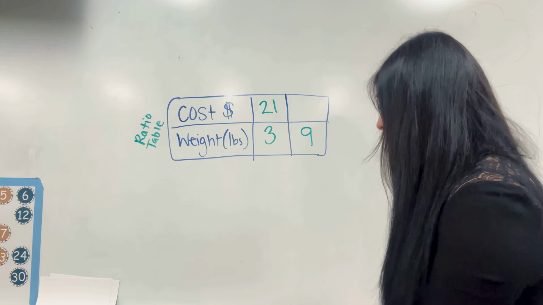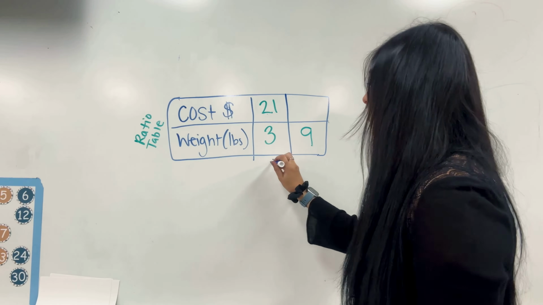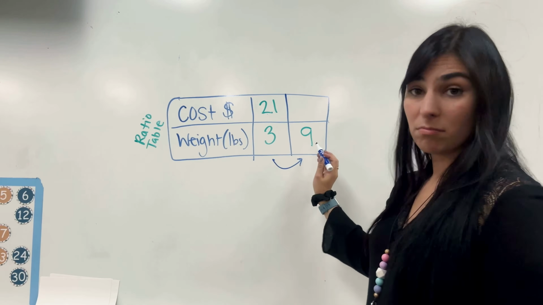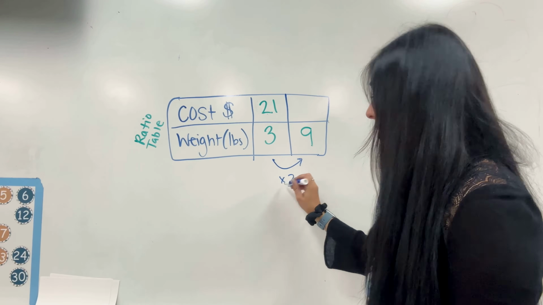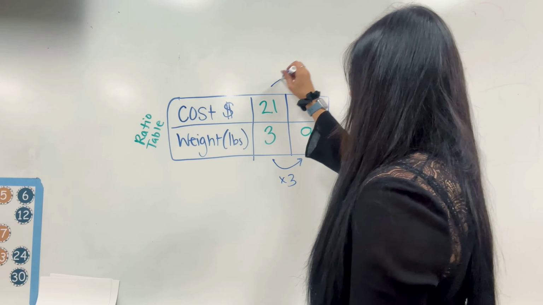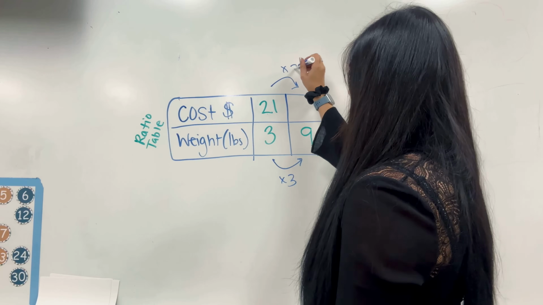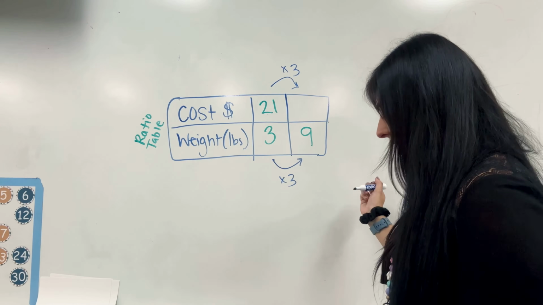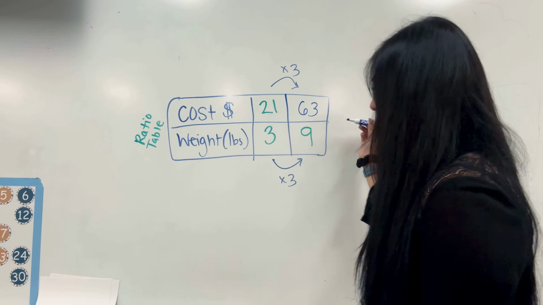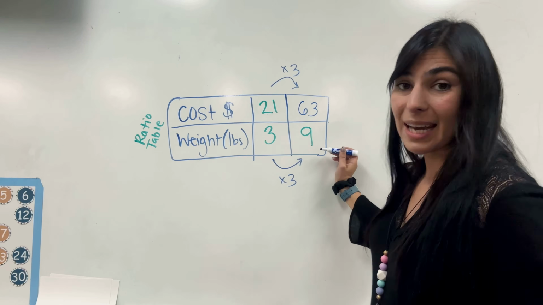So for this, I'm basically just going to figure out how did I get from 3 to 9. 3 times 3 equals 9. What you do to the bottom, you must do to the top in order for it to be equivalent. So 21 times 3 equals 63. So it's going to be $63 to get 9 pounds of ham.